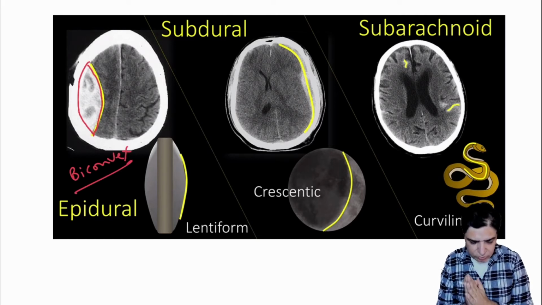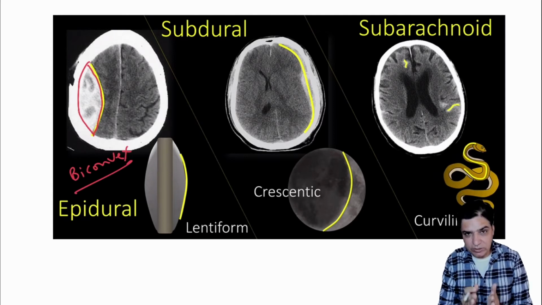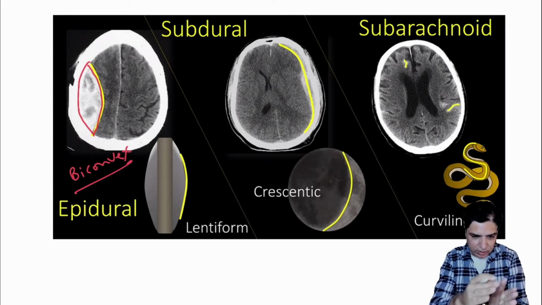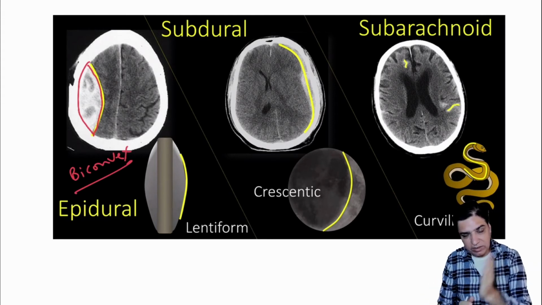Then coming down to the subdural. Now the subdural, because this is between two layers, is not between the bone. This is between two layers of the meninges, the dura and the arachnoid mater, and both are curving around the brain. So that would give you a sort of crescent shape. One end is convex, the other end is concave.